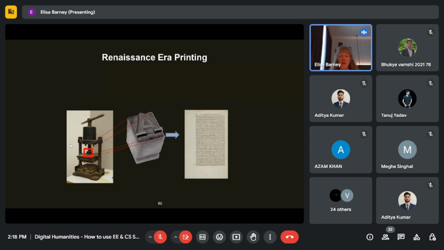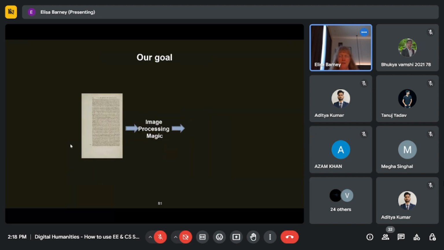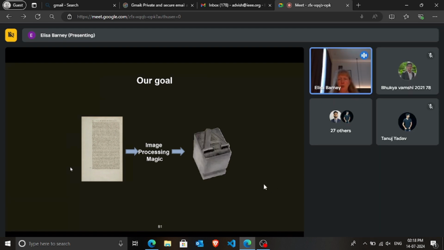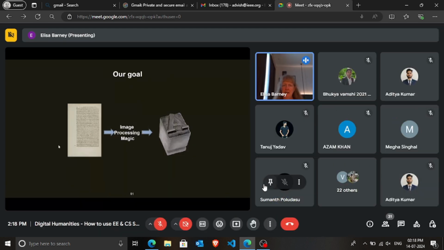But a lot of this lead type over time has been melted down because it was no longer considered valuable after new types of printing presses were developed. But the metal itself had value. So those were no longer available, but that's what they want to study. So how can they study without that? Well, those pages of the books which were once printed with it still exist in libraries and archives around the world. And we can use what I call image processing magic to virtually recreate those pieces of lead type.